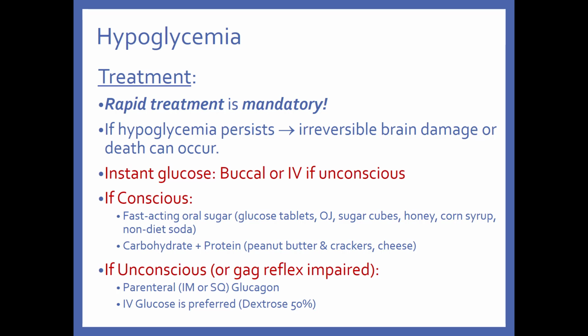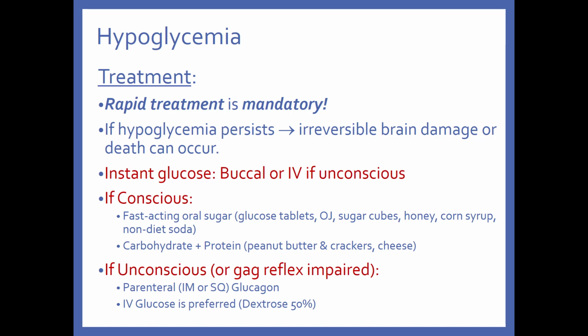So there's instant glucose, buccal, or IV if unconscious. If the patient is still conscious and able to eat, swallow, and drink, then some source of fast-acting sugar intake, PO, is okay. There are glucose tabs. You could just give them a 4 to 6 ounce cup of orange juice.